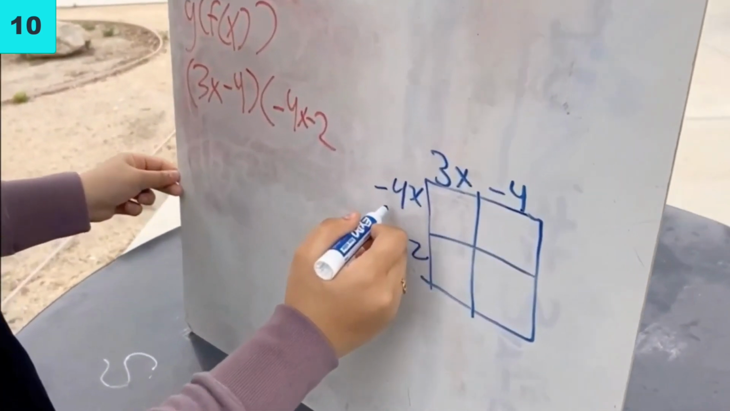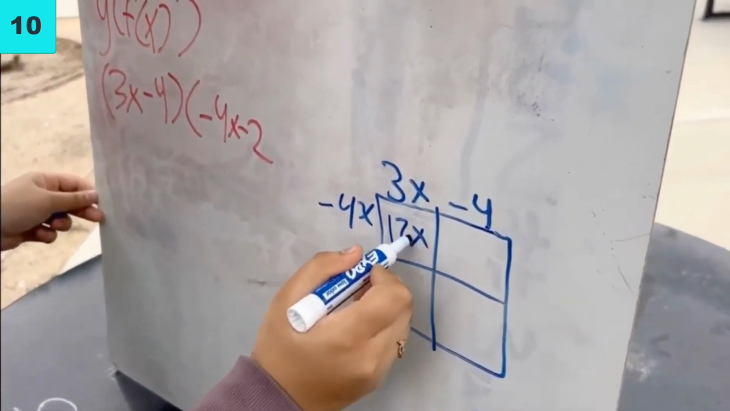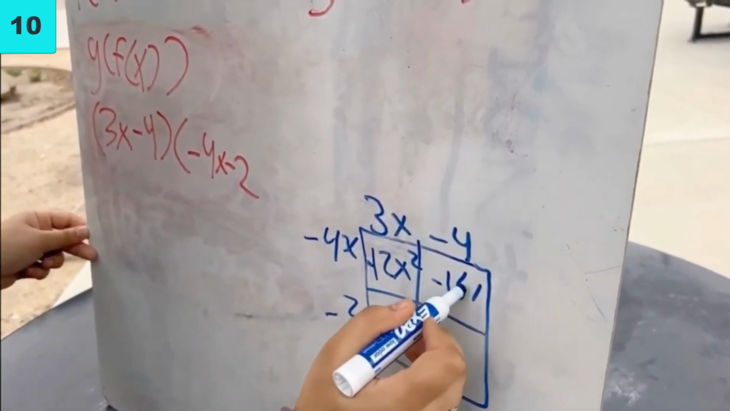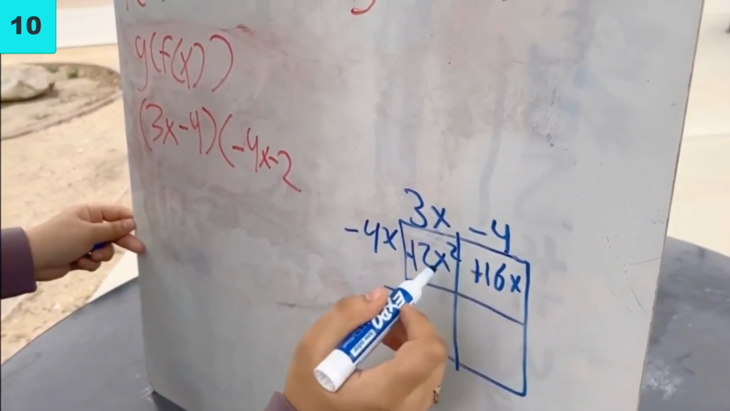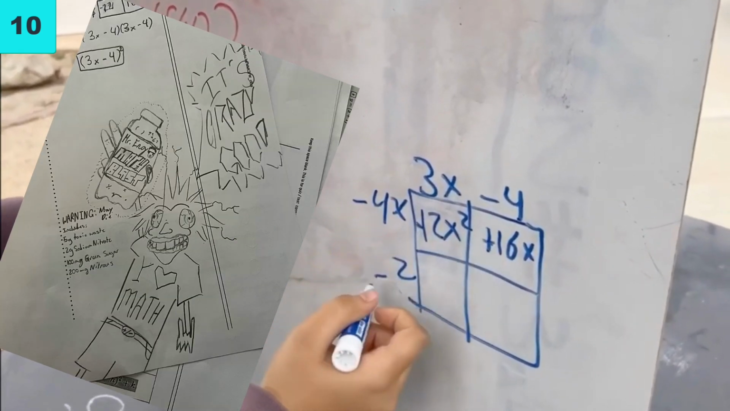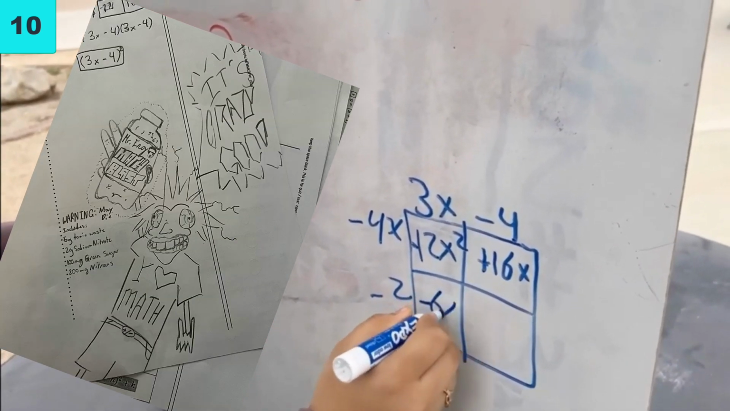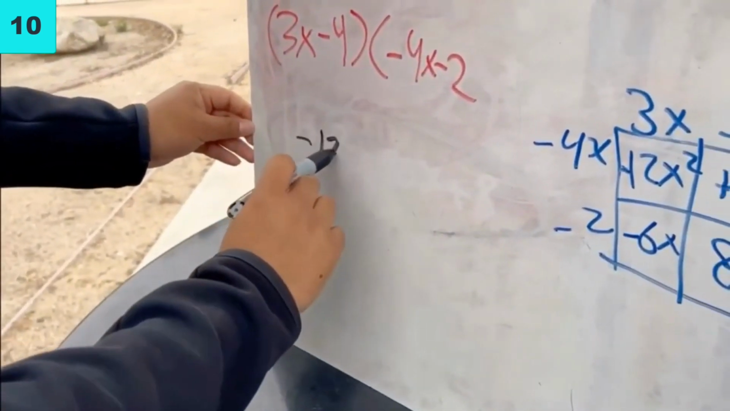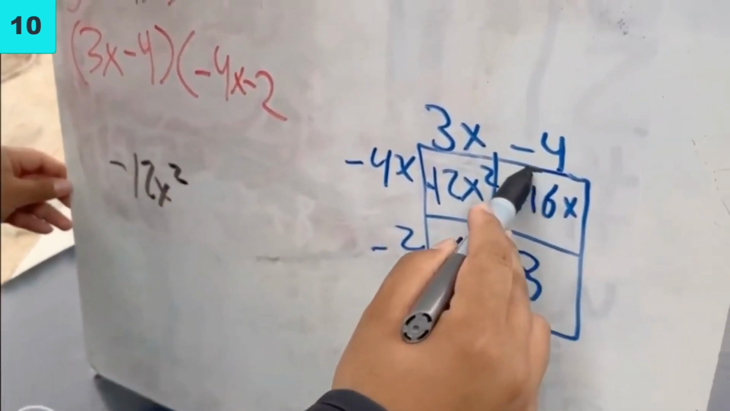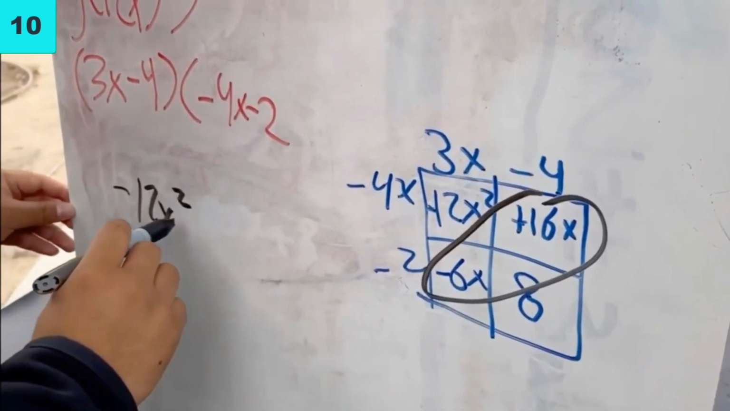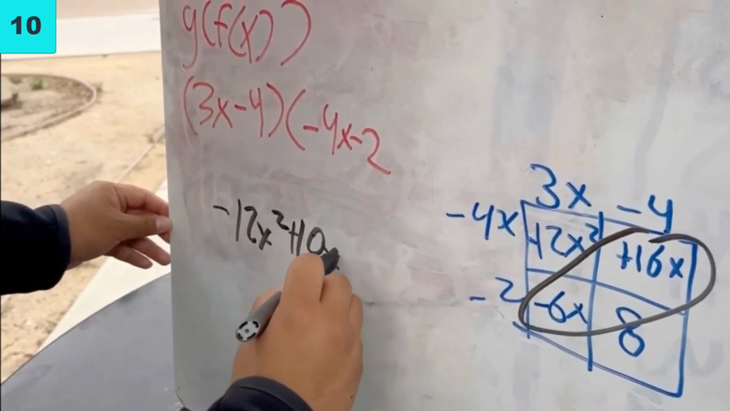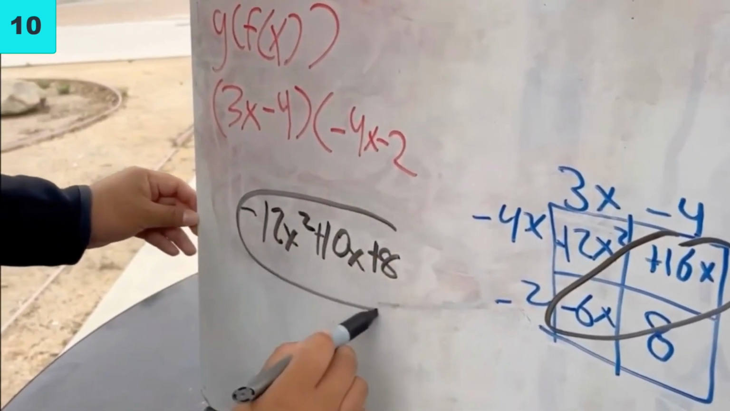So 3x times negative 4x is gonna be negative 12x squared. Negative 4 times negative 4x is gonna be negative 16x. Or it's gonna be positive 16x. And 3x times negative 2 is gonna be negative 6x. And negative 4 times negative 2 is gonna be 8. So inside the box is gonna be our answer. So negative 12x squared. And these are like terms. So it's gonna be positive 10x plus 8. And this is our answer.